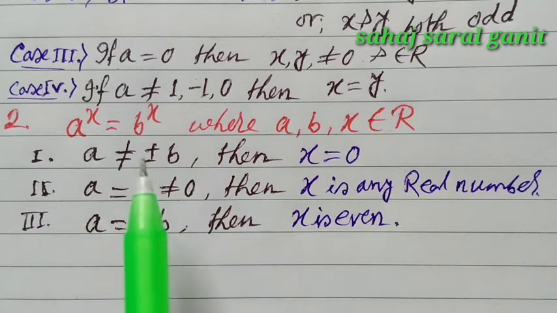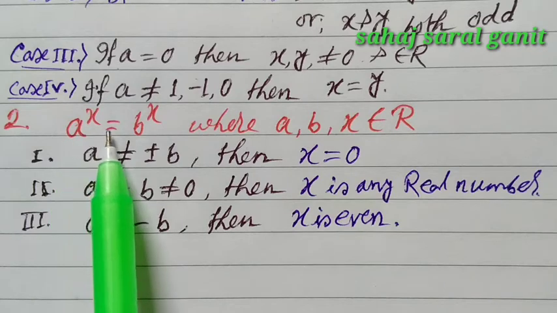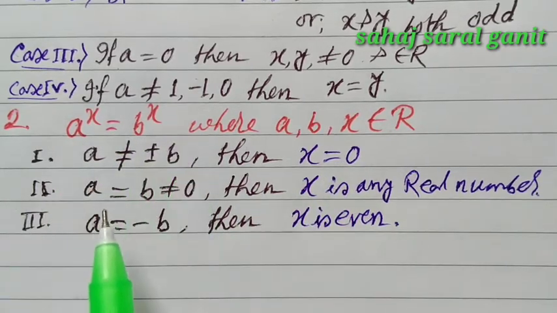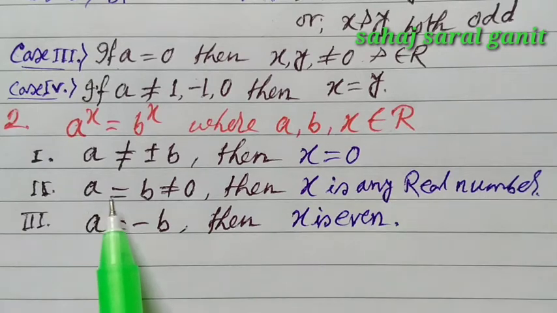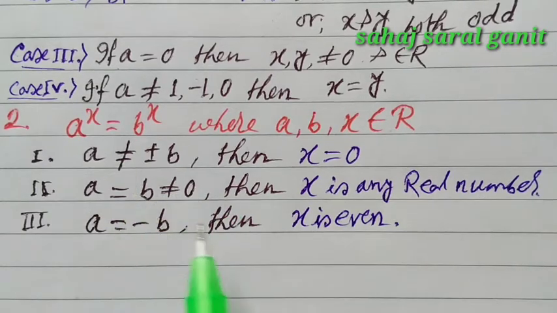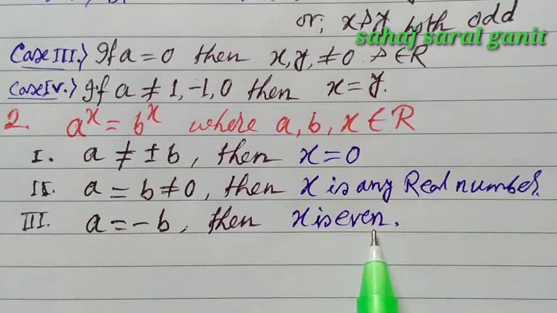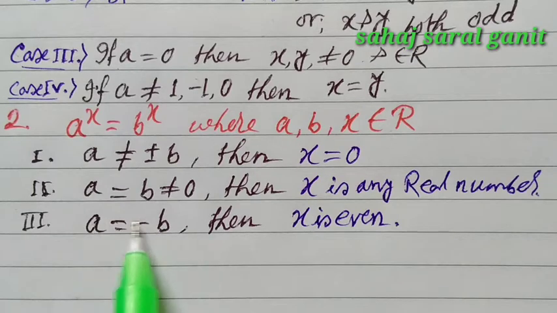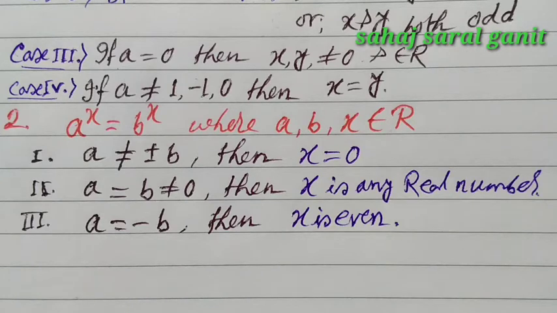So the solution of a to the power x is equal to b to the power x is x is 0 when a not equal to plus minus b, x is any real number when a equal to b but not equal to 0, and x is an even number when a is equal to minus b, that is a and b are opposite to each other. Now case 3.